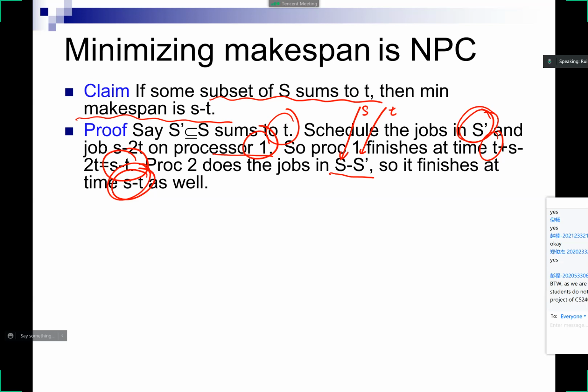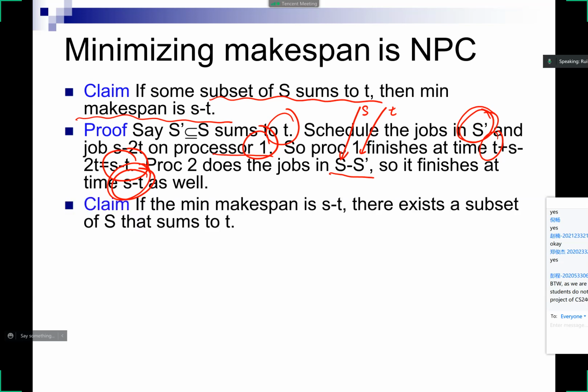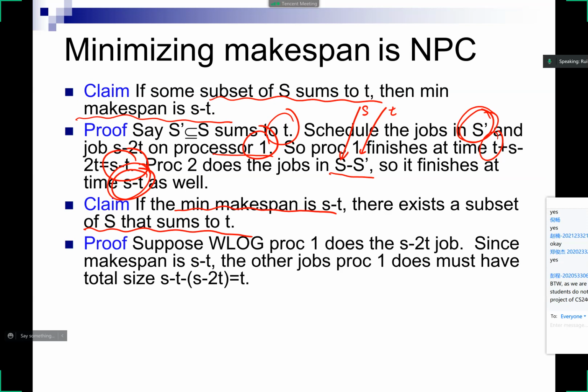So this is one direction of the reduction. And now for the other direction, what we're going to claim is that if the minimum makespan is s minus t, then there is a subset of S which adds up to t. The reason is that, first of all, we have this extra job over here, and one of the two processors has to do it. So let's just assume that processor 1 does that extra job.